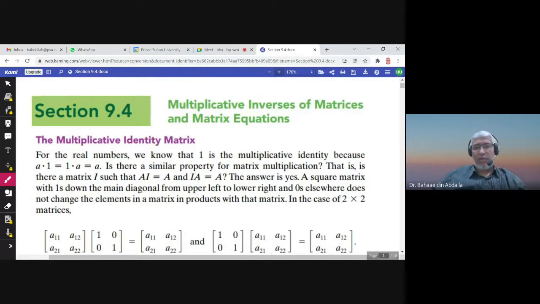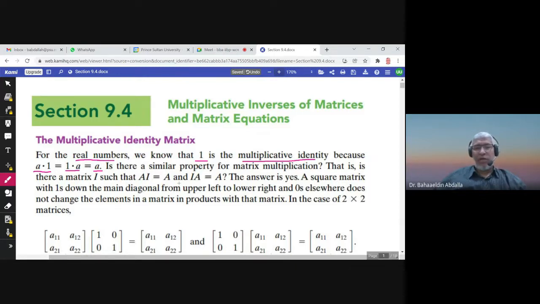This is section 9.4, multiplicative inverse of matrices and matrix equations. You remember for real numbers, the number one is the multiplicative identity. Why do we call it the multiplicative identity? Because if you multiply any real number by one, you get the number itself. So 7 times 1 is 7. 10 times 1 is 10.